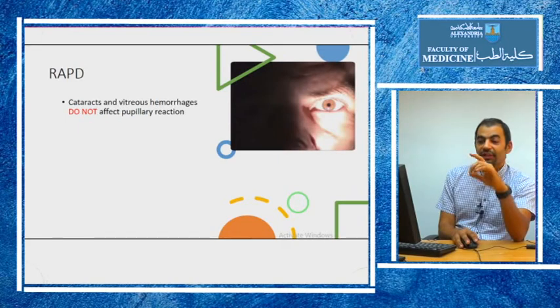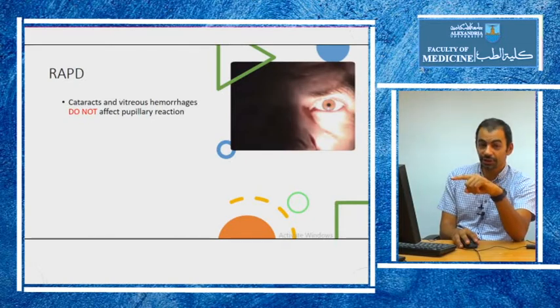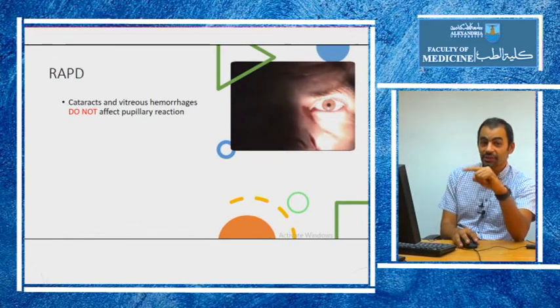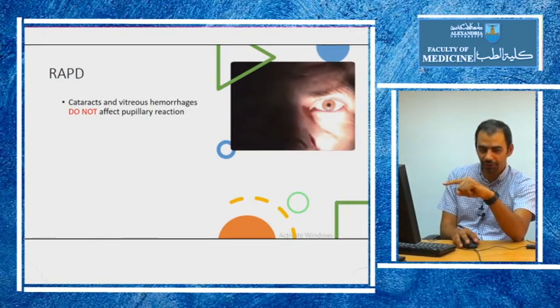We should understand that the relative afferent pupillary defect does not happen with cataracts and vitreous hemorrhage. So if you have a patient with cataract and he has a relative afferent pupillary defect, you should expect that there is something wrong with the retina or the optic nerve.